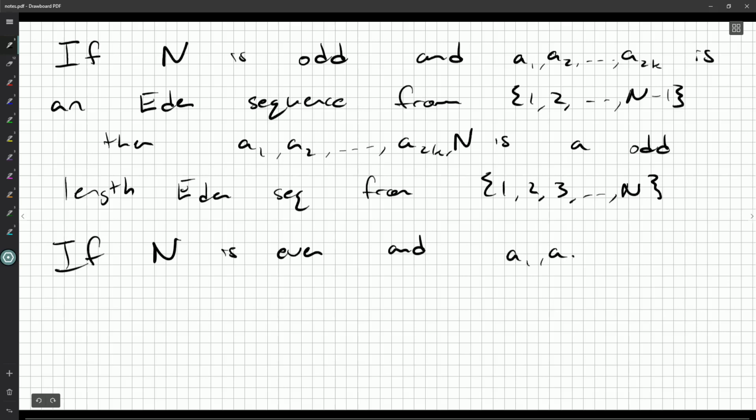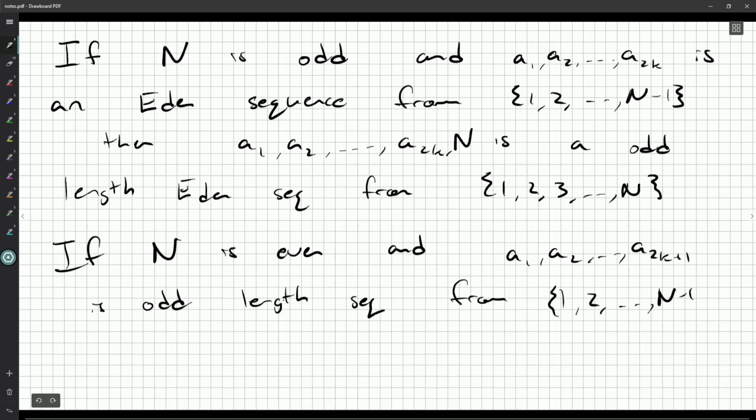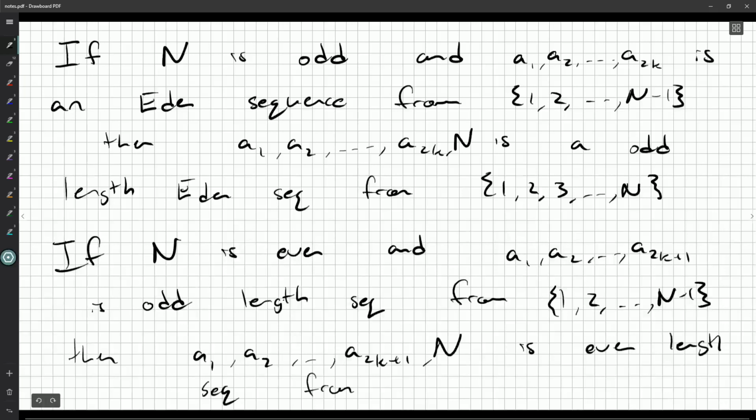So if you've got an odd length sequence from the first numbers other than the n you're talking about, there is this nice recursion, almost. But it seems to only be working if n is odd and I take an even length sequence, or if n is even and I take an odd length sequence.